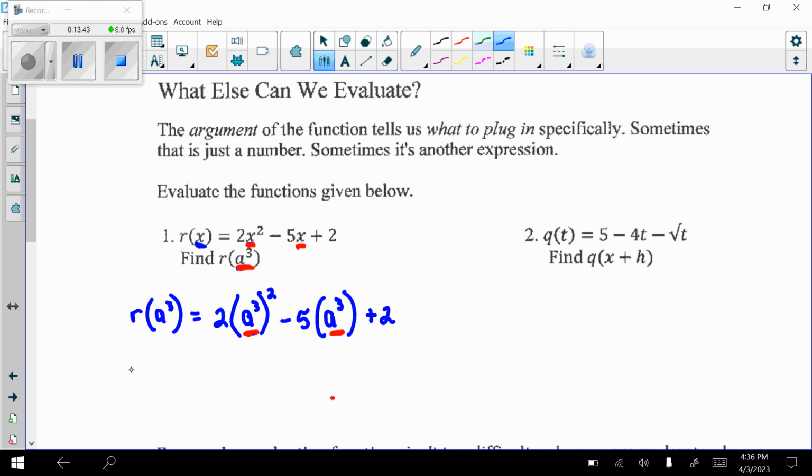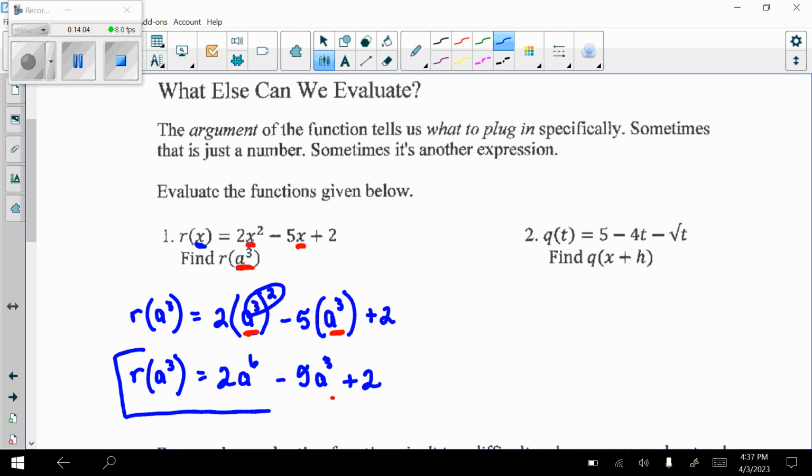So now I simplify. r of a to the third is equal to 2 times, and this is your power of a power property, so we multiply those exponents to get a to the sixth, minus 5a to the third plus 2. And all I did was get a new expression for the original expression that was given to me, because I changed the variable to a to the third.